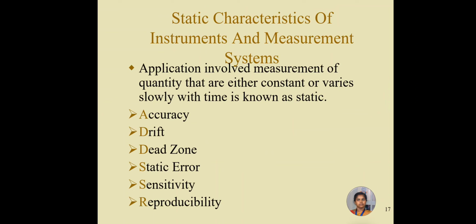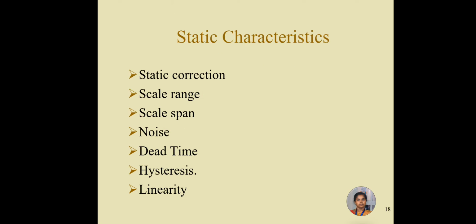Next we will see the characteristics of instrument and measurement systems. First is the static characteristics. In applications where the measured quantity is either constant or varies slowly with time, the characteristics are known as static. The various characteristics involved are accuracy, drift, dead zone, static error, sensitivity, reproducibility, static correction, scale range, scale span, noise, dead time, hysteresis, and linearity. These are all the static characteristics.